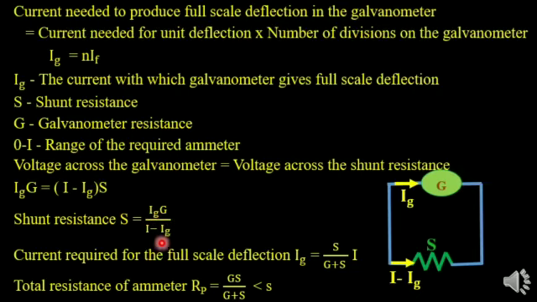Rearranging again, the current in the galvanometer is Ig equals S divided by G plus S, into I. Since the galvanometer and shunt resistance are both connected in parallel in an ammeter, the total resistance of the ammeter is Rp equals GS divided by G plus S, which is lesser than the shunt resistance S.